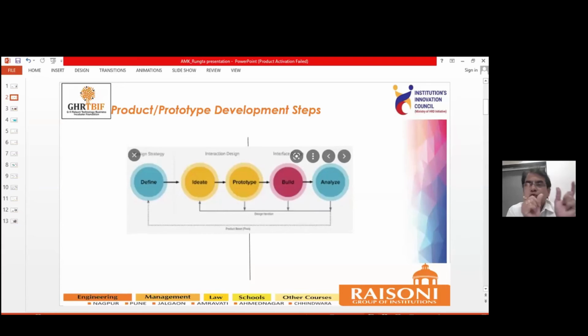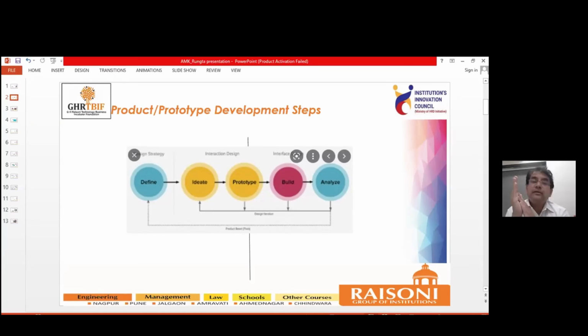Then coming to build. Build comes after the prototype. Building means building that model, so that it is ready for your testing and all those things. And after building, there is analyze. Analyze is nothing but the testing of the product, right? In analysis there are so many aspects. Analysis is also connected with feedback.